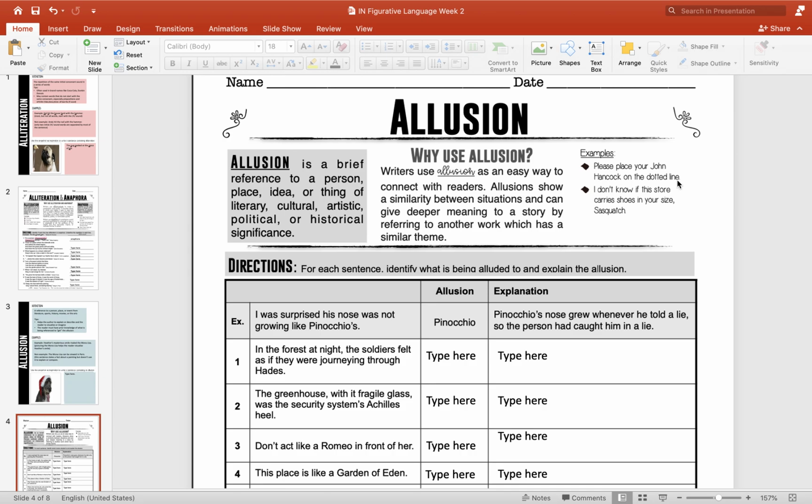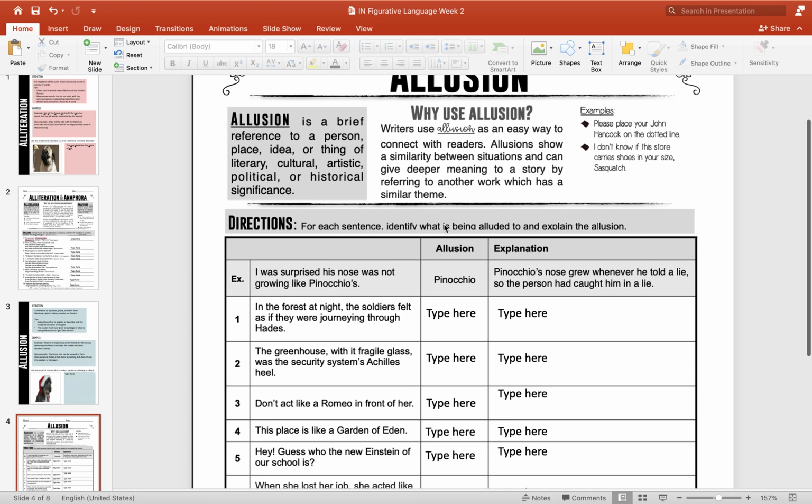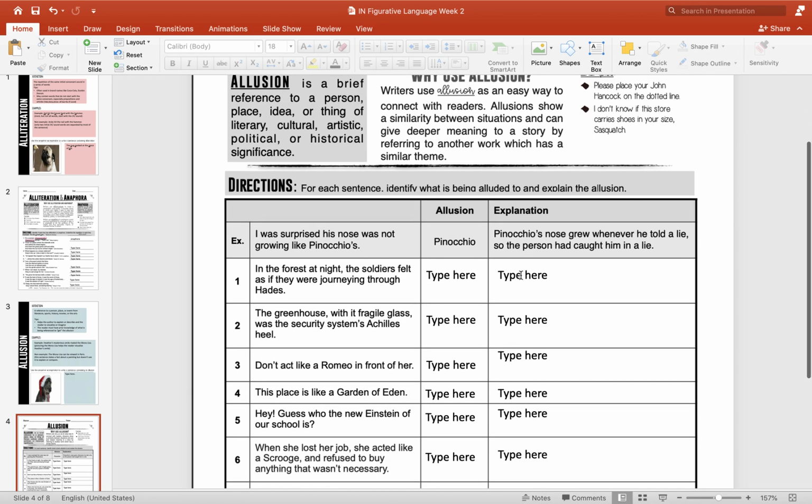Another example is: I don't know if this store carries shoes in your size, Sasquatch. And Sasquatch would be referring to, what's it called, Bigfoot. And so Bigfoot would have giant feet, right? So this person is basically telling the other person that they've got huge feet. And by calling them Sasquatch, they're making a reference to Sasquatch. So let's go ahead and look at the directions. For each sentence, identify what is being alluded to and explain the allusion. If you're not sure, let me look through here.